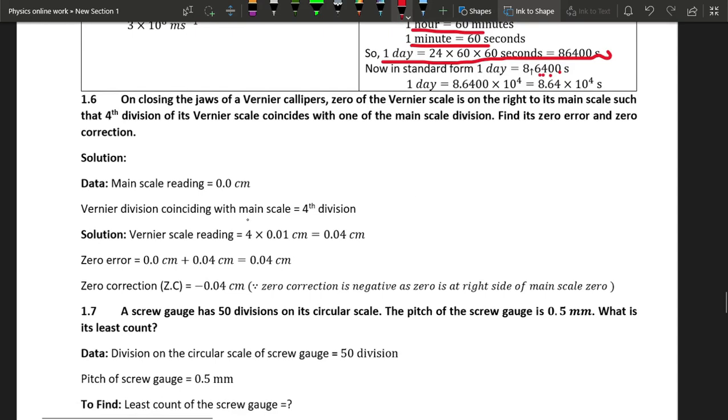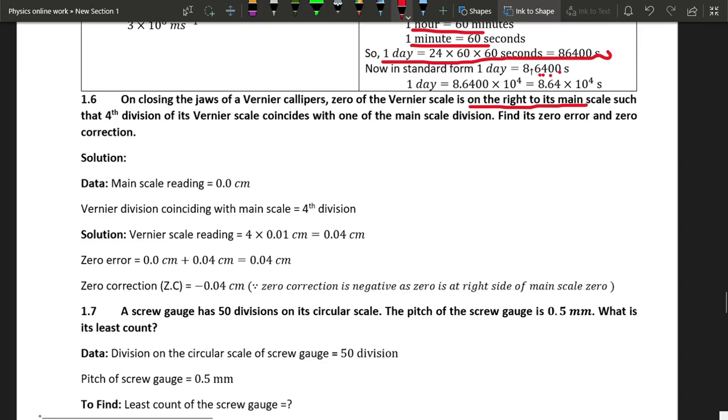Now next question is, on closing the jaws of the vernier caliper, the zero of the vernier is on the right side. Now it is on the right side, it means that error is positive, such that fourth division of the vernier scale coincides with one of the main divisions. Find the zero error and the zero correction.